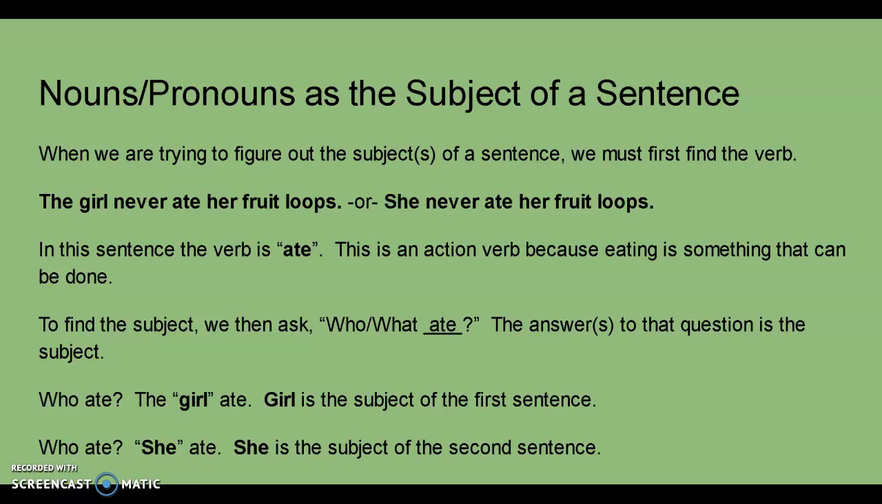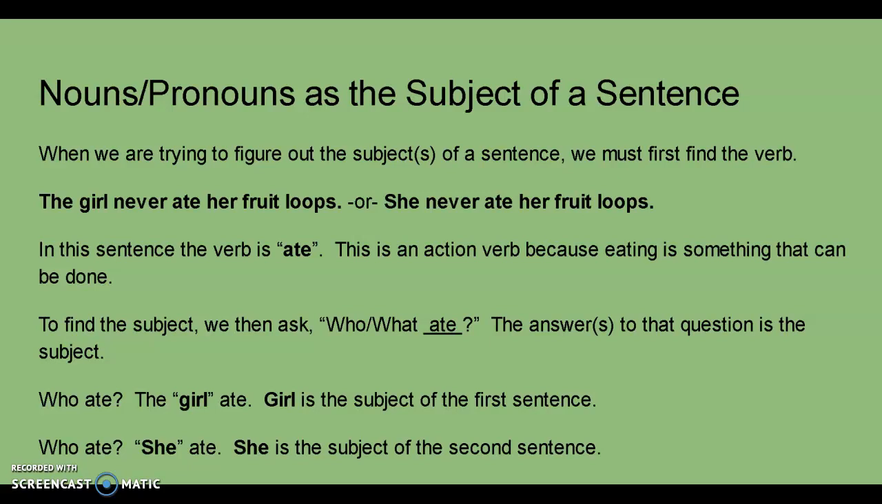When we're trying to figure out the subject of a sentence, we must first find the verb. For example, in these two sentences, we have, "The girl never ate her Fruit Loops," or "She never ate her Fruit Loops." In this sentence, the verb is ate, and it's an action verb because eating is something that can be done. So then, to find the subject, we ask, who or what did the verb? In this case, who or what ate? The answer to that question is the subject.